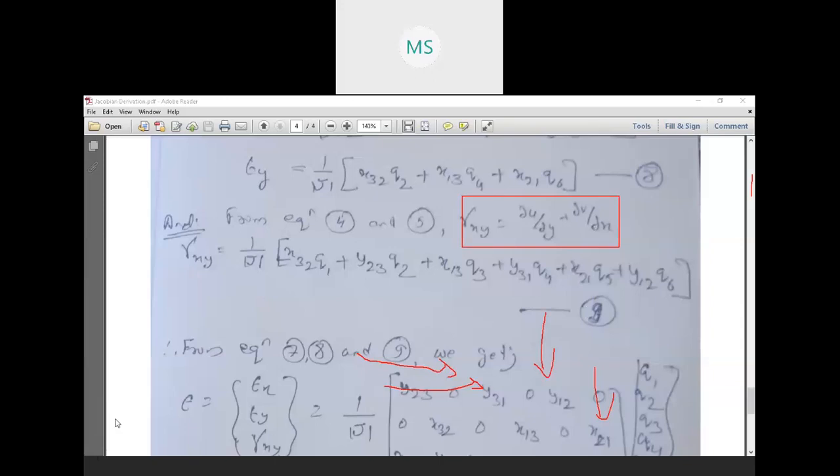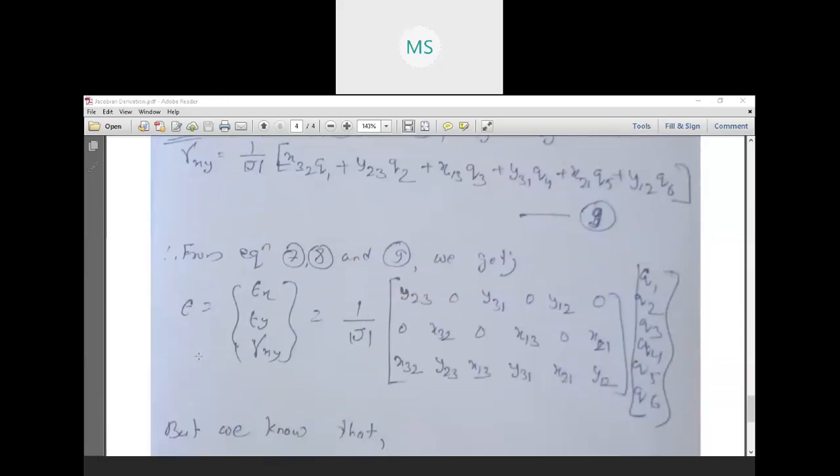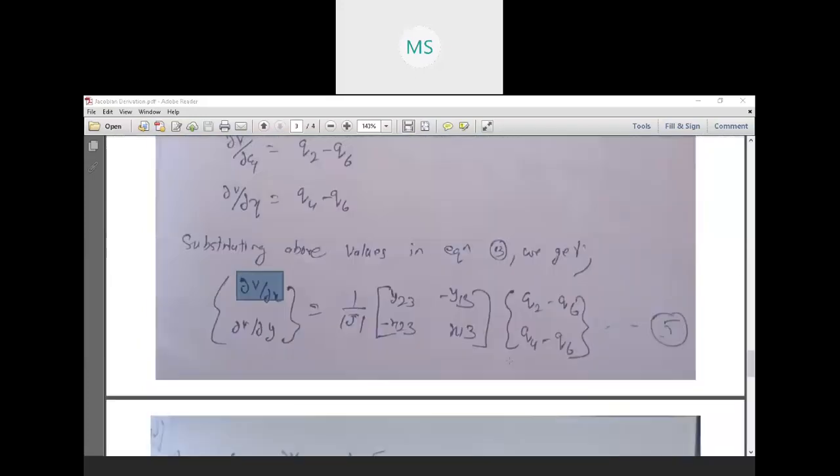Now I got all the things: epsilon x, epsilon y, gamma xy, everything I am having. So now I will substitute here. Epsilon equals epsilon x, epsilon y, gamma xy. The generalized equation is 1 by j; I am taking it as common and forming a matrix based on that. Here the matrix is, you can see, y23.